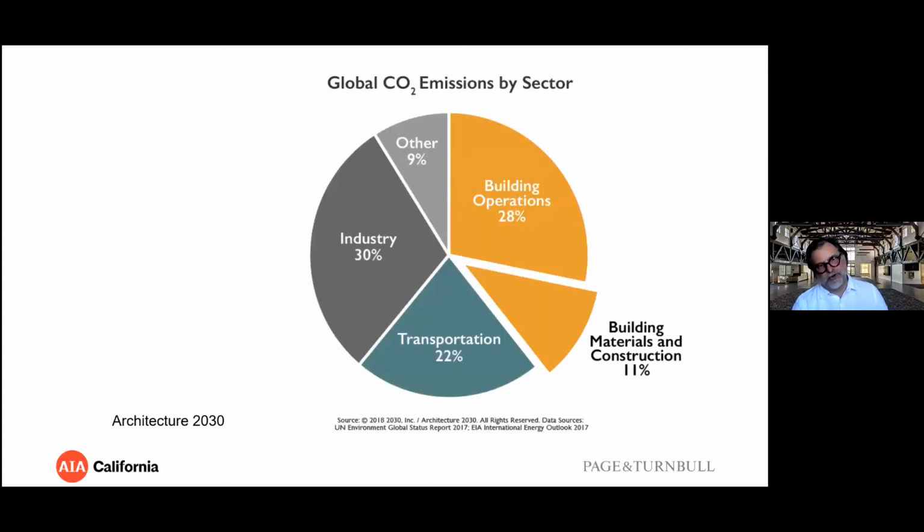And Architecture 2030 has a graphic that looks at CO2 emissions by sector, and building operations is still a good chunk. Transportation is still a good chunk, but the building and building materials and construction, the active building of buildings, is 11% of global CO2 emissions. And as we get more efficient in our building operations and in our transportation, that pie wedge just grows and grows and grows.